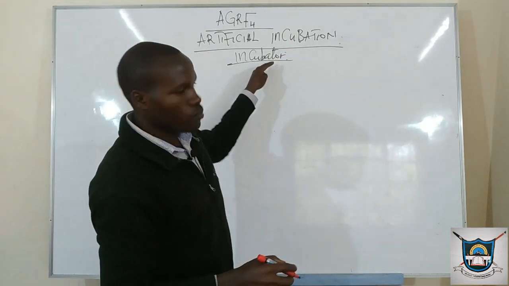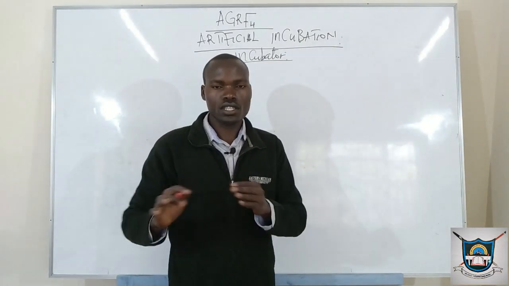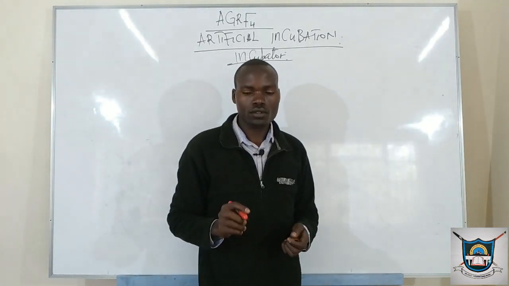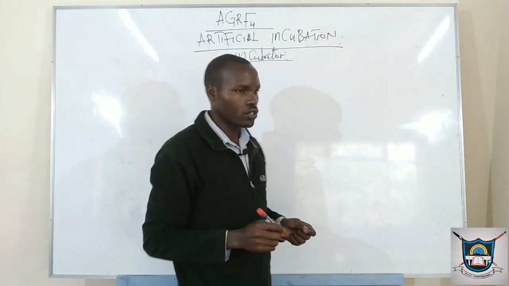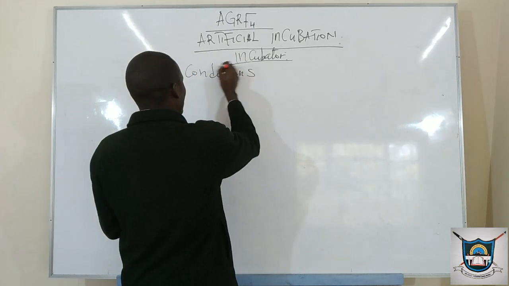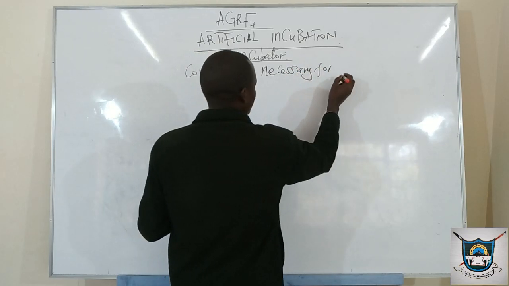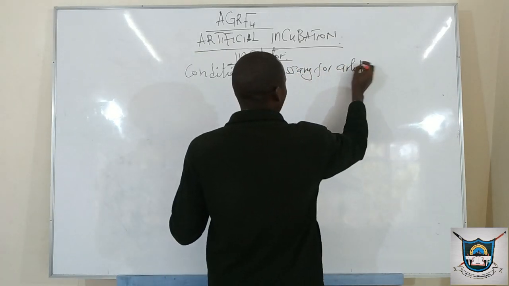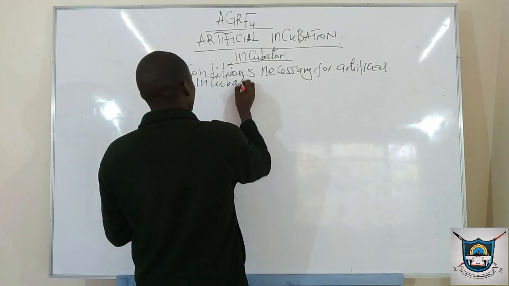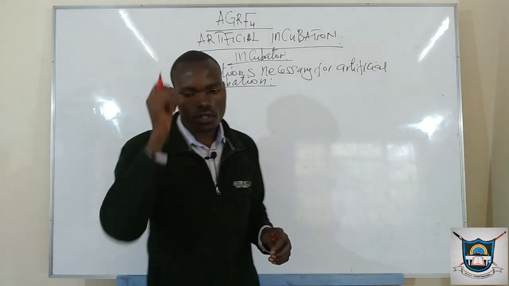We are saying that you use the incubator. Now, in this incubator, what should be in it? What should be maintained within the incubator so that it enables the development of the chick? And therefore, we look at the conditions necessary for artificial incubation.